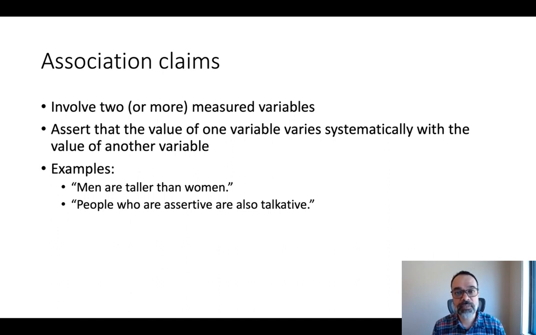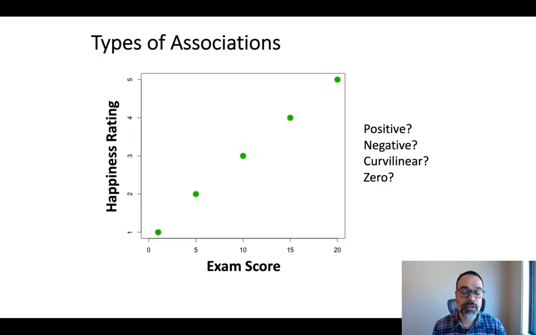So there are different kinds of associations that can be implicated in an association claim. Here's an example of one hypothetical association, but maybe a realistic one. Association between people's exam scores on the x-axis, so going from left to right, we have exam scores from low to high, and their happiness ratings after they get their score on the y-axis going from 1 to 5. Let's say this is a 1 to 5 scale. And so what you see here is that as exam scores go up, happiness ratings go up. So we'd say this is a positive association.